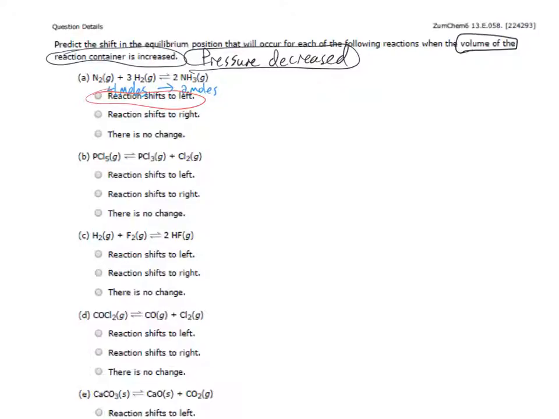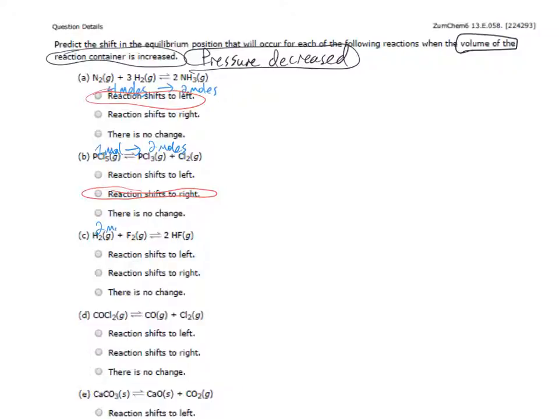Next one, we've got 1 mole of gas on the left side and 2 moles of gas on the right side. We're shifting toward more moles of gas. And since the difference is between 1 and 2, we'll shift to the right, which is the side of the equation with 2 moles of gas.